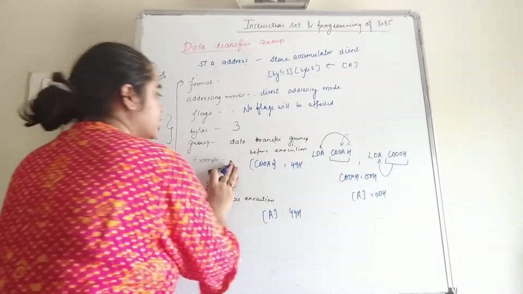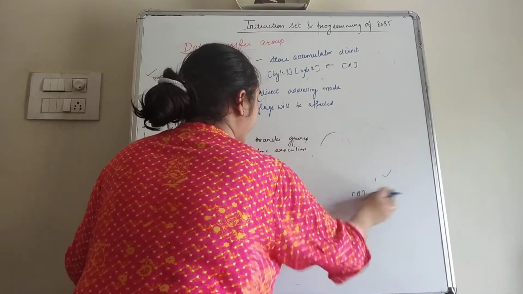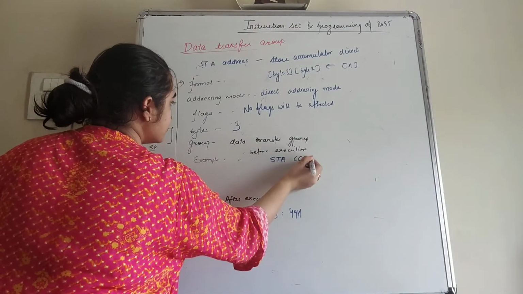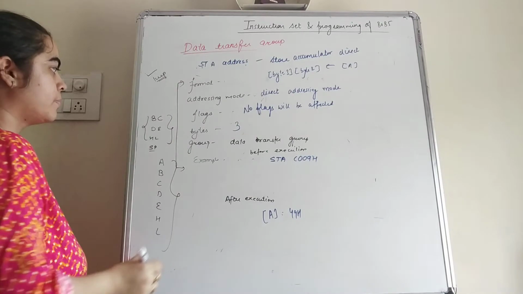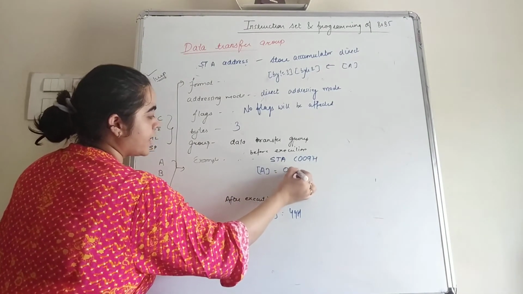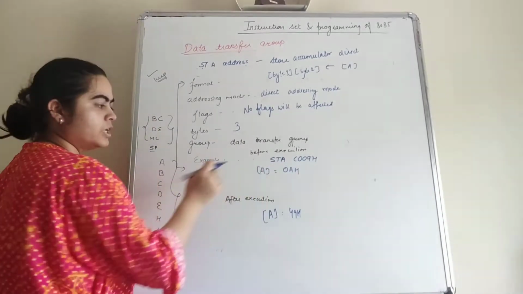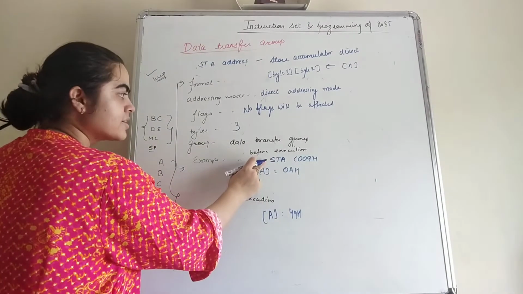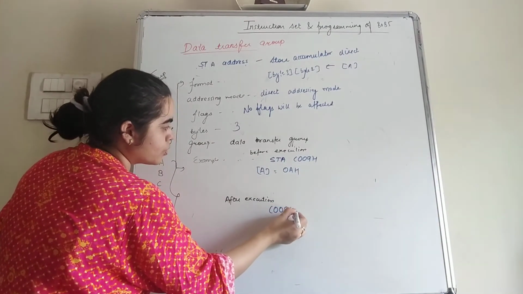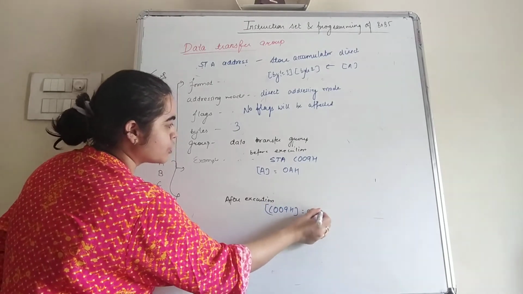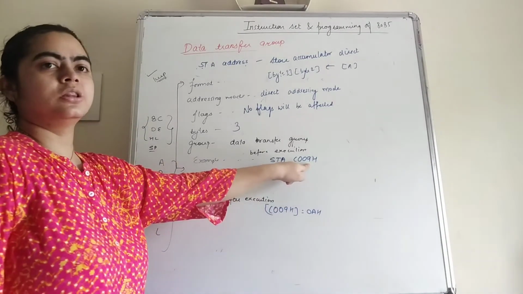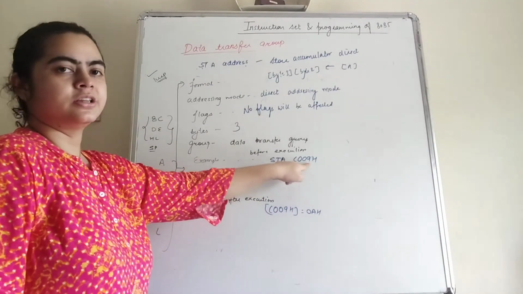Now you can see the example. Suppose we have an example, that is STA C009H. In the accumulator we have the value 0AH. Now after the execution of this instruction, the contents in this memory location are 0AH, because after the execution the contents of the accumulator will be stored in the address that is given in the instruction.